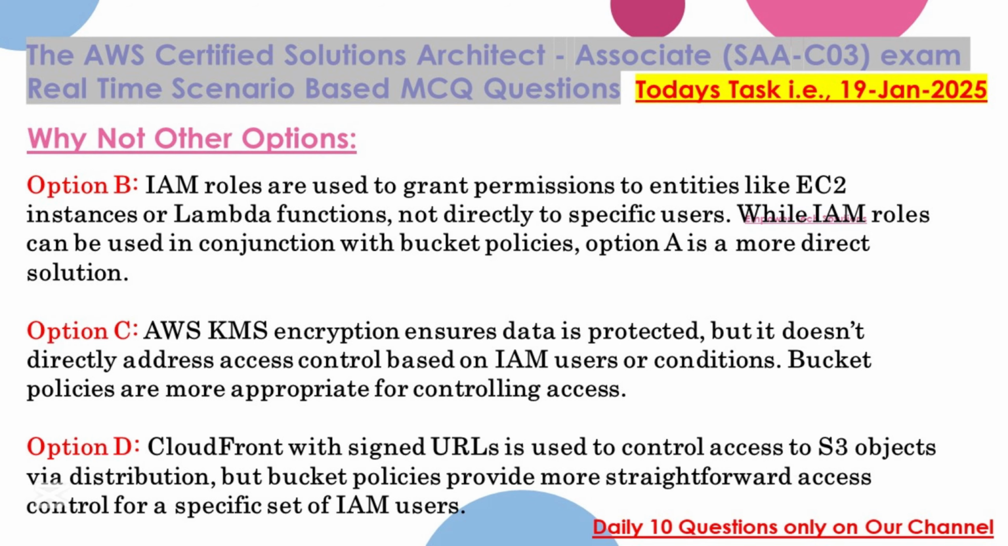Why not other options? Option B: IAM roles are used to grant permissions to entities like EC2 instances or Lambda functions, not directly to specific users. While IAM roles can be used in conjunction with bucket policies, Option A is a more direct solution. Option C: AWS KMS encryption ensures data is protected, but it doesn't directly address access control based on IAM users or conditions. Bucket policies are more appropriate for controlling access. Option D: CloudFront with signed URLs is used to control access to S3 objects via distribution, but bucket policies provide more straightforward access control for a specific set of IAM users.